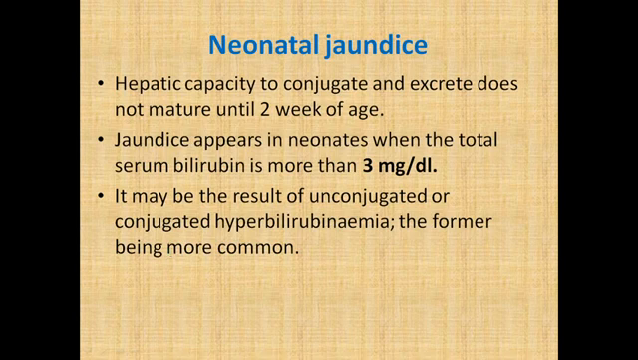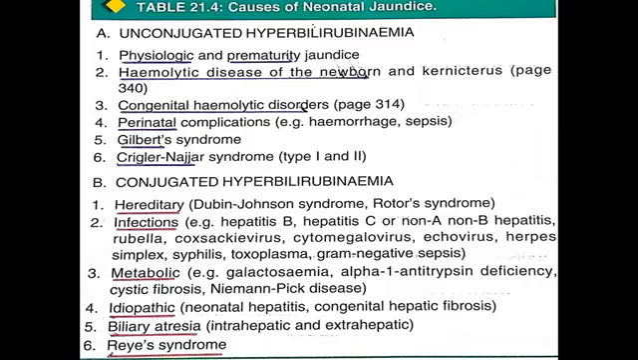Now, what is neonatal jaundice? Hepatic capacity to conjugate and excrete does not mature until 2 weeks of age. So, jaundice appears in neonates when the total serum bilirubin is more than 3 mg per dl. It may be the result of unconjugated or conjugated hyperbilirubinemia, but the most common is unconjugated hyperbilirubinemia.